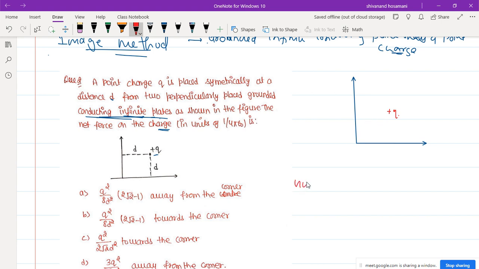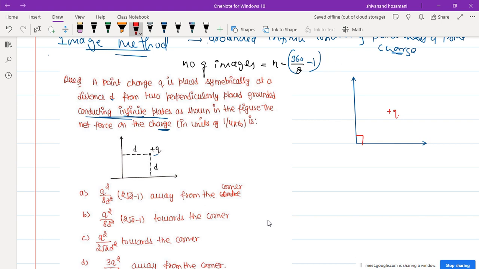The number of images is n equal to 360 divided by theta, minus 1. So these are the number of images formed. What is theta here? Theta is 90 degrees. With 90 degrees, 3 images are formed, because 360 divided by 90 is 4, minus 1 is 3.